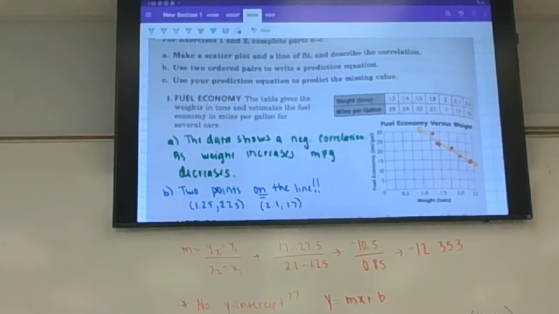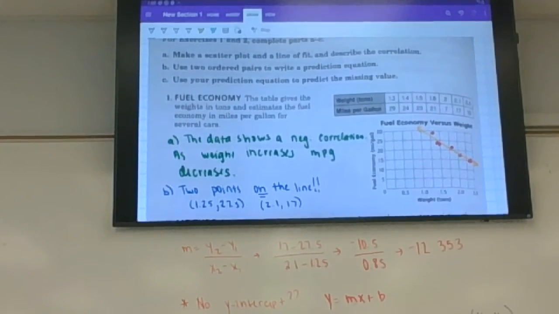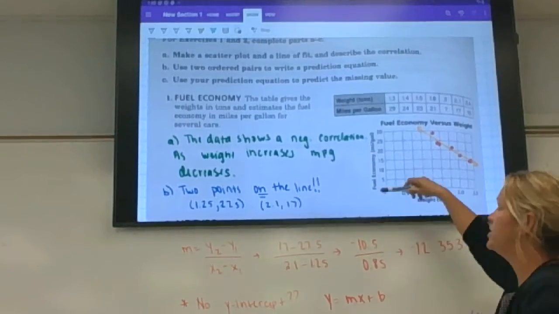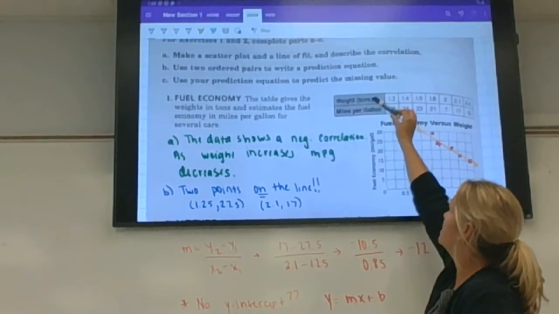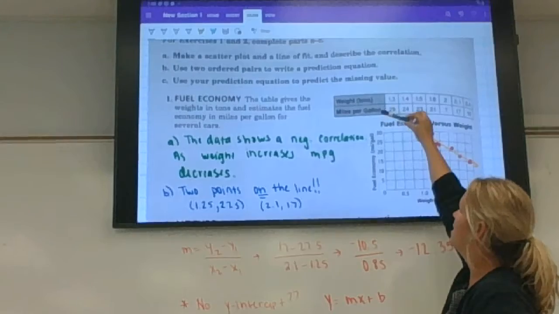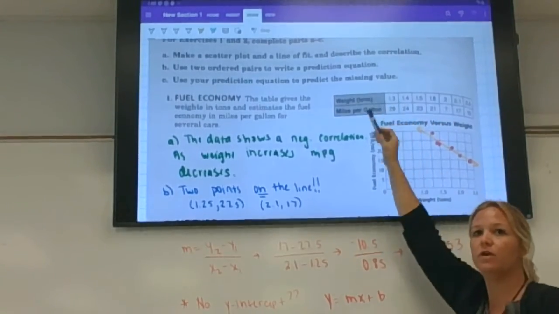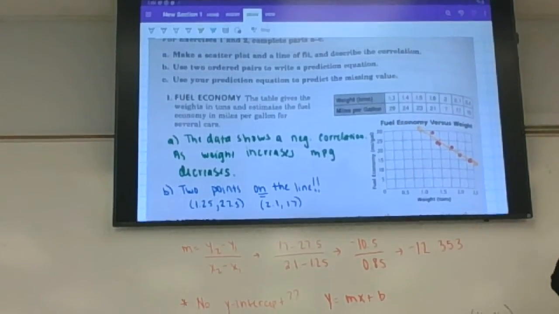Alright, so I'm gonna look at my simplified equation. I'm gonna look at my y-intercept. My constant is 42.9, and I'm gonna do a quick check. Does it look like my line's gonna go through 42? Yeah, it'll go up there, up at 40. So that's a check. It makes sense.